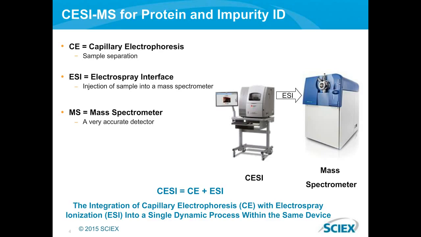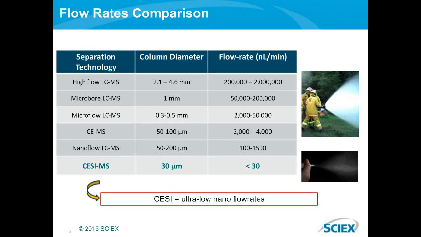And it stands for the integration of capillary electrophoresis with electrospray ionization into a single dynamic process within the same device. So basically, it really is the simple plug-and-play connection of CE to mass spec without the addition of any other modifiers or gases. It's just a plug-in connection of CE to mass spec. And one of the benefits of doing this is that you can run the CE at its flow rate directly into the mass spectrometer.